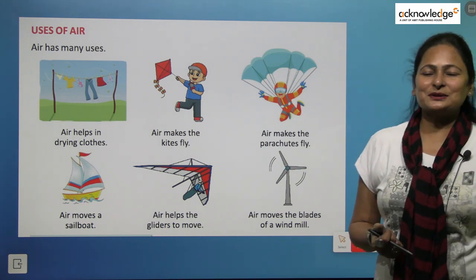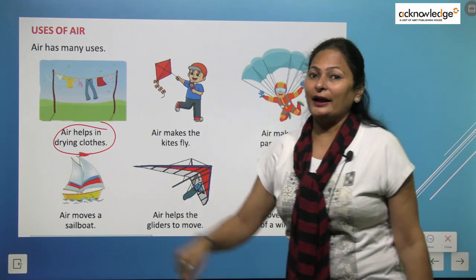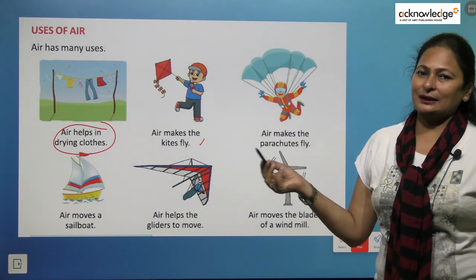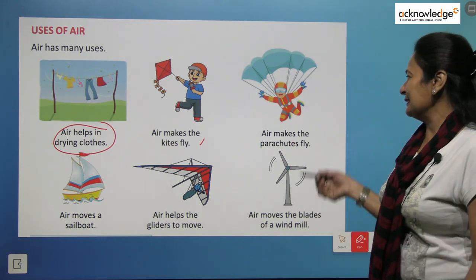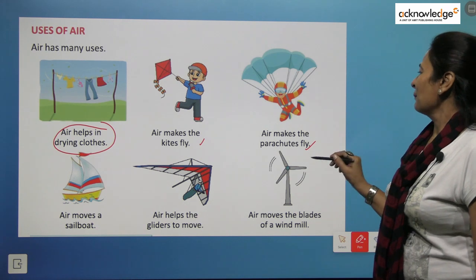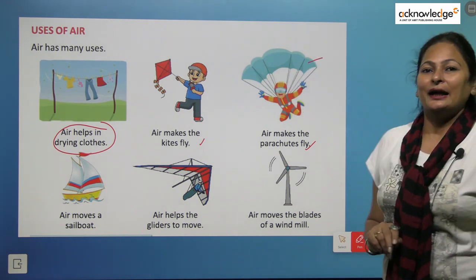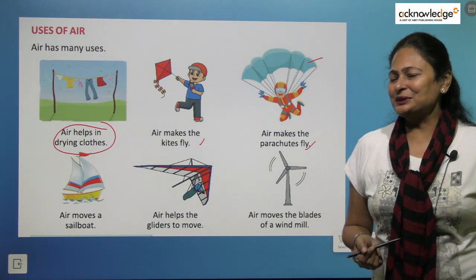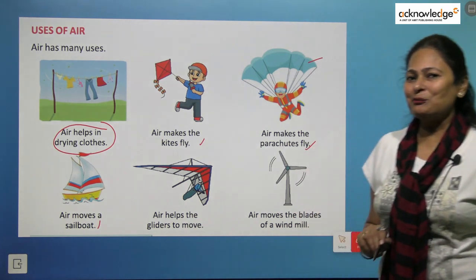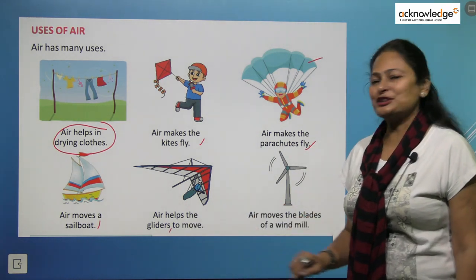Where are we using the air? Air is very helpful in drying the clothes. Air makes the kite fly. Yes, air makes the parachuters fly. This is a parachuter and this is the parachute. It makes the parachutes fly. Air moves a sailboat and air helps the gliders to move.